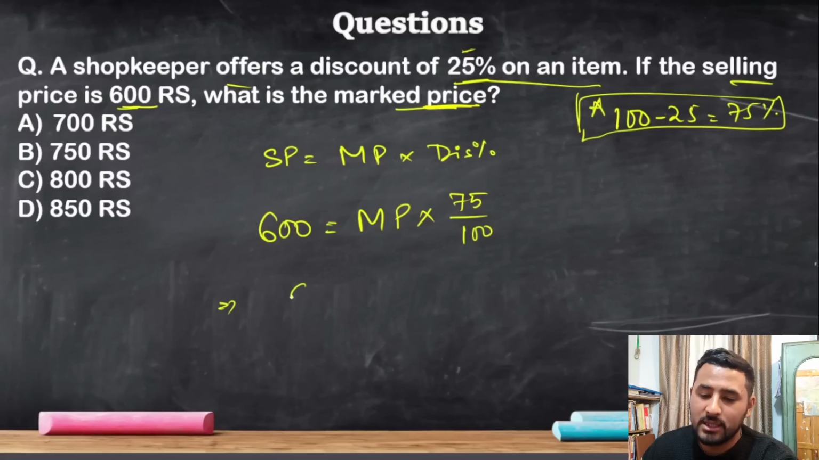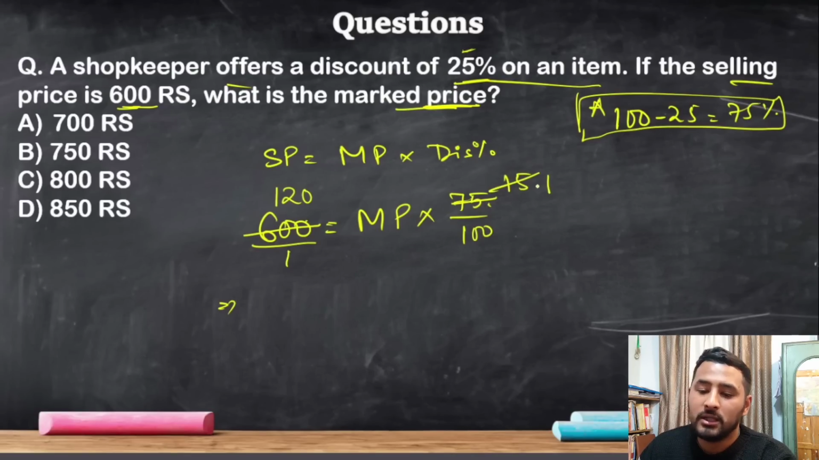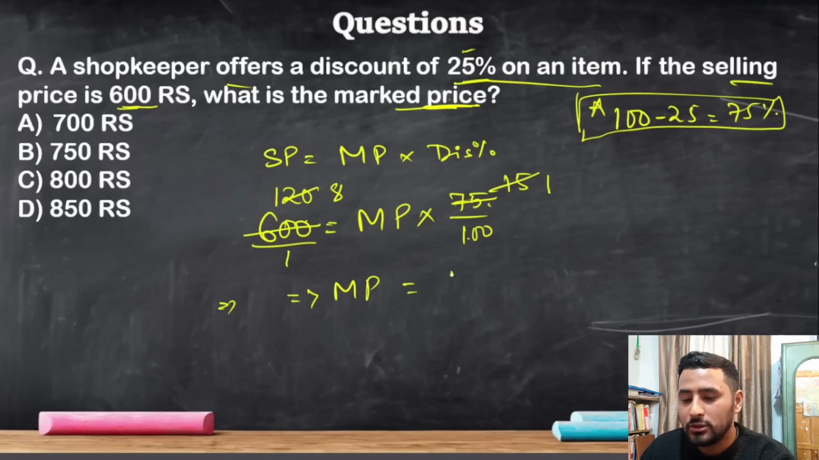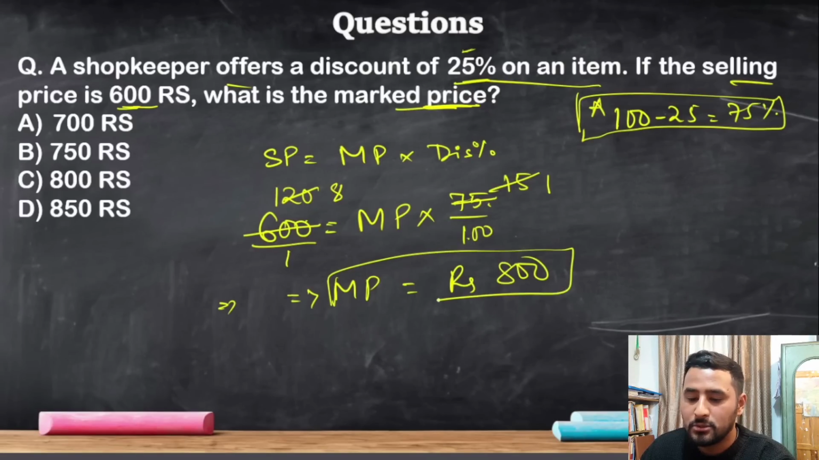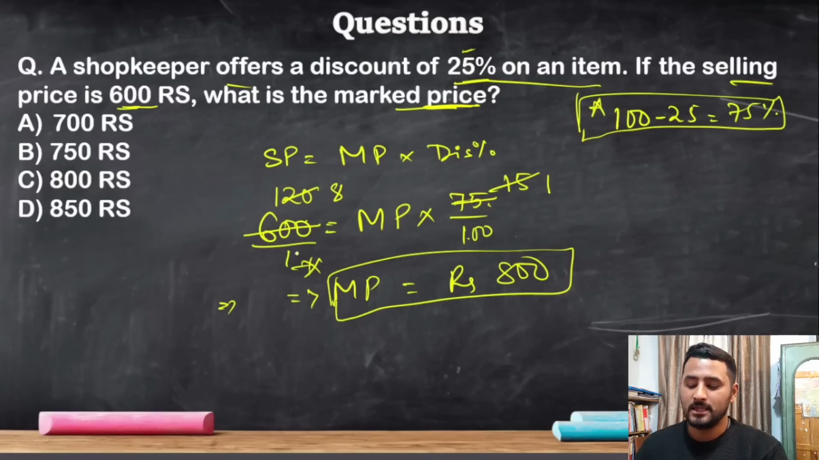Now just do the cross multiplication. 600. Like I said, numerator can be cancelled with denominator. So we cancel this one with 5. 5 into 120. 5 into 15. 15 into 1. 15 into 8. So when you multiply this one, you'll get MP. MP now, 100 into 8 will be how much? Rupees 800. Clear? So this is how you need to find the mark price if the discount percent is given.